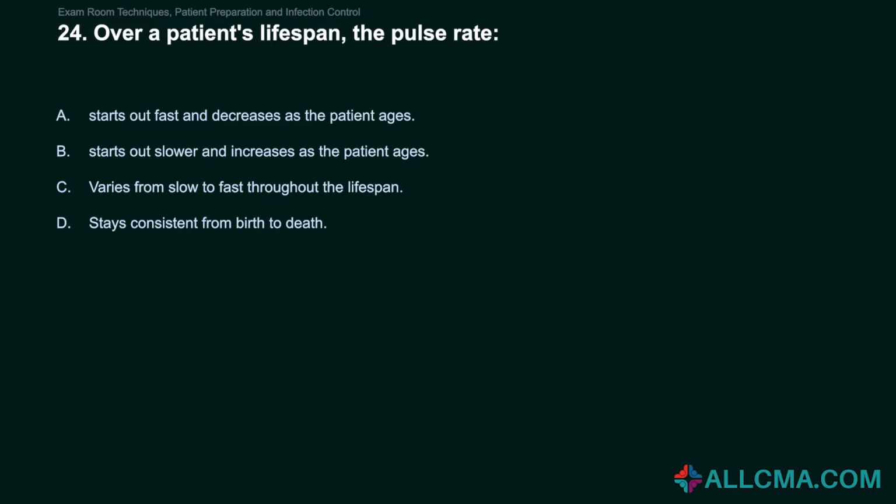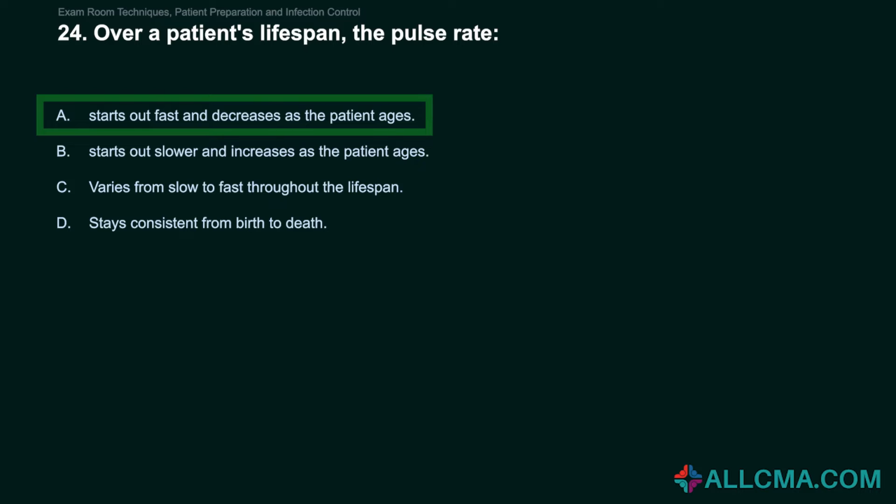24. Over a patient's lifespan, the pulse rate A. Starts out fast and decreases as the patient ages. B. Starts out slower and increases as the patient ages. C. Varies from slow to fast throughout the lifespan. D. Stays consistent from birth to death.